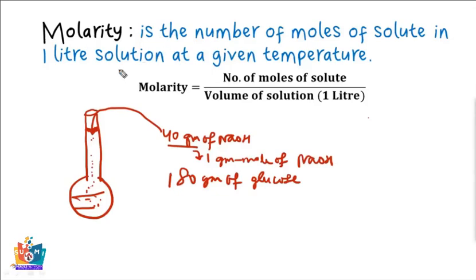So molarity is the number of gram moles of solute dissolved in 1 liter of solution at a given temperature. And the formula for molarity is the number of moles of solute that you have added, divided by the volume of solution, which is taken as 1 liter.